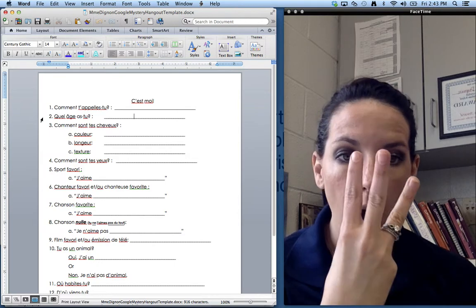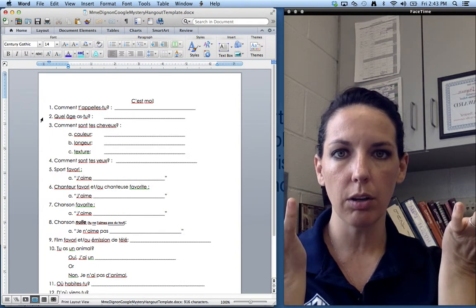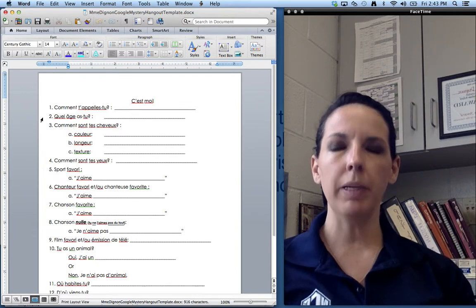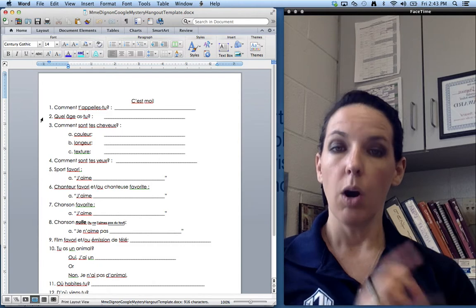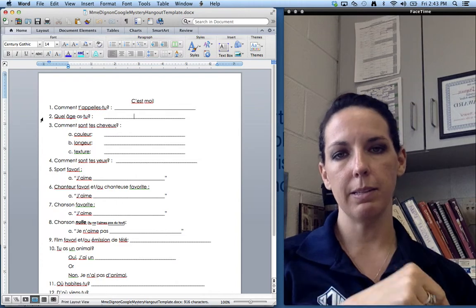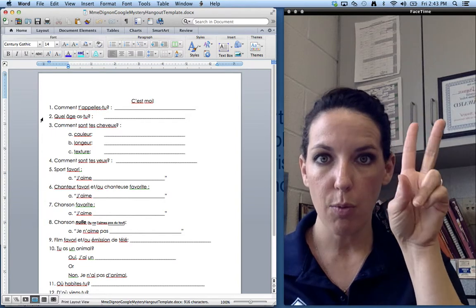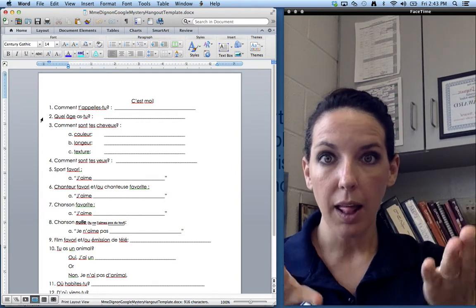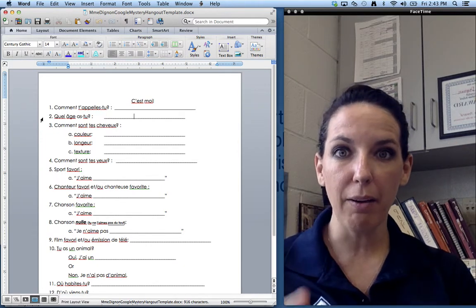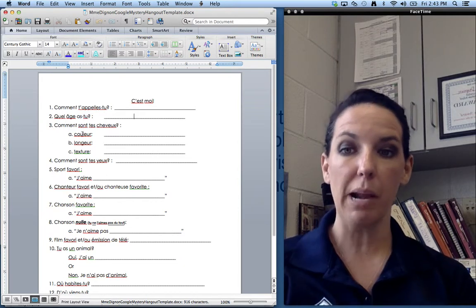Et numéro 3. Comment sont tes cheveux? What question is this asking? Benjamin, tell the class. Or, if this is second period, Ansley, tell the class. What does comment sont tes cheveux mean? 3, 2, 1. Yes! That's correct! It means, what kind of hair do you have? What's your hair like?